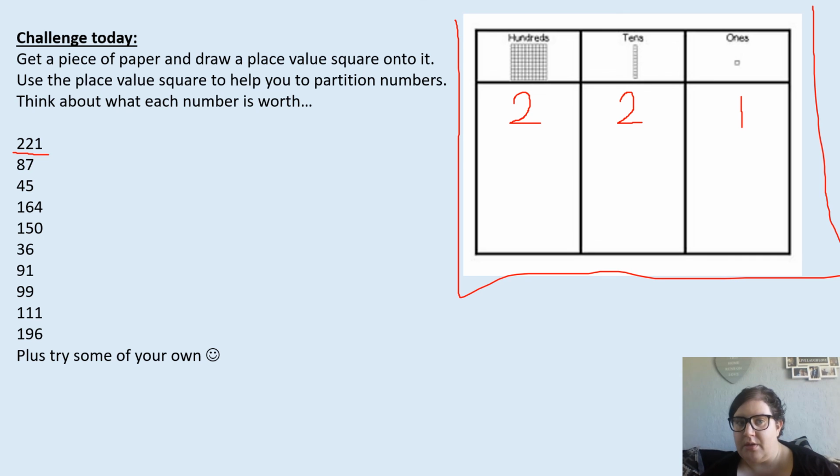221. Looking at this next one, 87, I start with the ones. Always start with the ones. So there are 7 ones and 8 tens. 87. Have a go at the rest of these numbers, plus try some of your own.